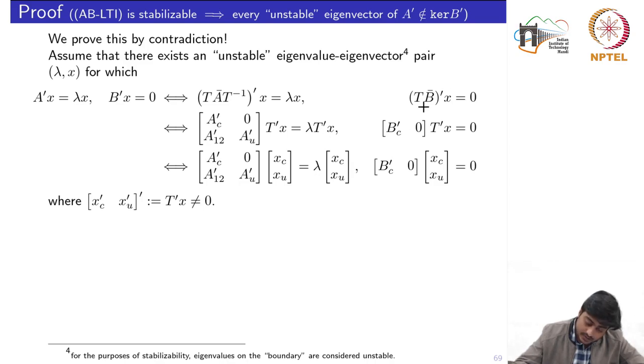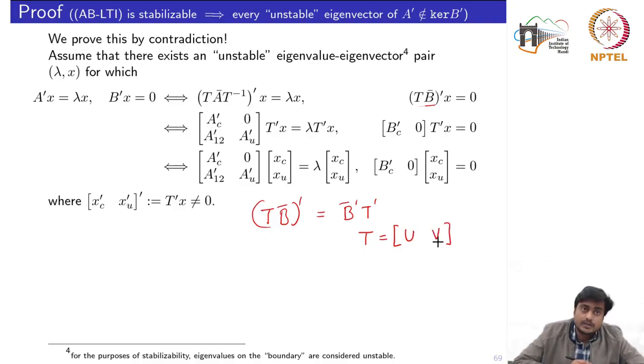Okay. Now note that here I can write, first of all, in this one, we have T B bar transpose, which I can write as B bar transpose and T transpose. Now, if you recall, we have represented T as this matrix, where we know that B bar is BC transpose and 0. So I can write this part as equal to this part, which is again equal to 0.